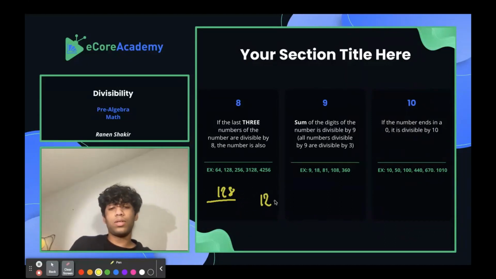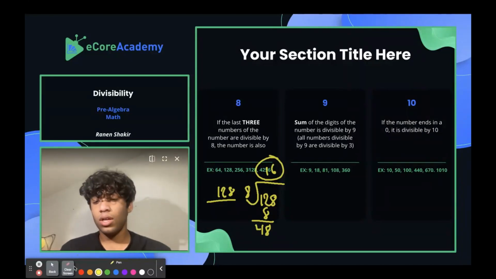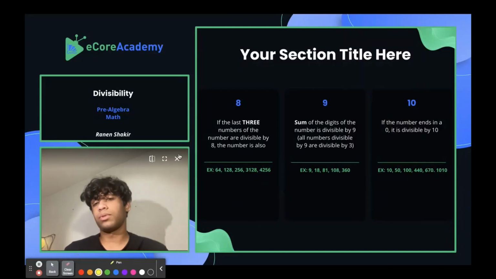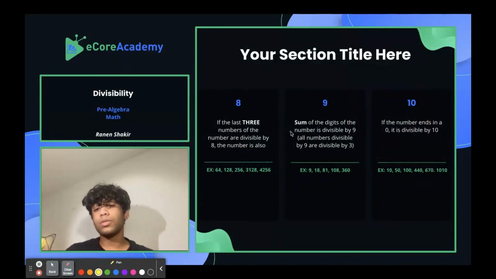But if we have 128, and we're going to divide by 8, we'd have 1, we have 8, and then we have 48, and then we have 6, so 16. That's how you can figure out, because you're going to get a whole number. So if you want a whole number in your answer, that's how you know it would be divisible by that number. So 128 is divisible by 8 16 times.